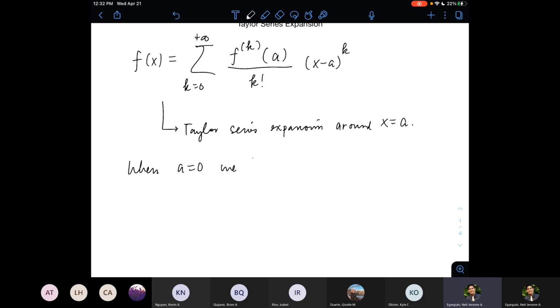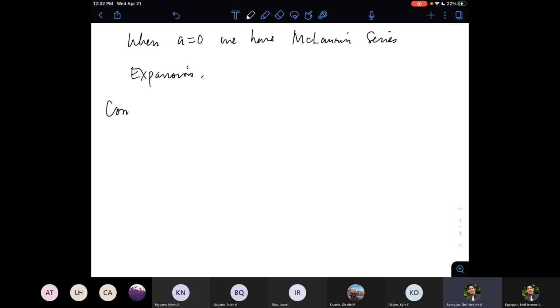Now, a special case is when a is equal to 0. We have what we call the Maclaurin series expansion. So nothing different in the formula except that a is taken to be equal to 0. Okay. Now, here are some formulas that you need to remember. Some common expansions. I guess you derived these in class, and you are expected to memorize this bunch.